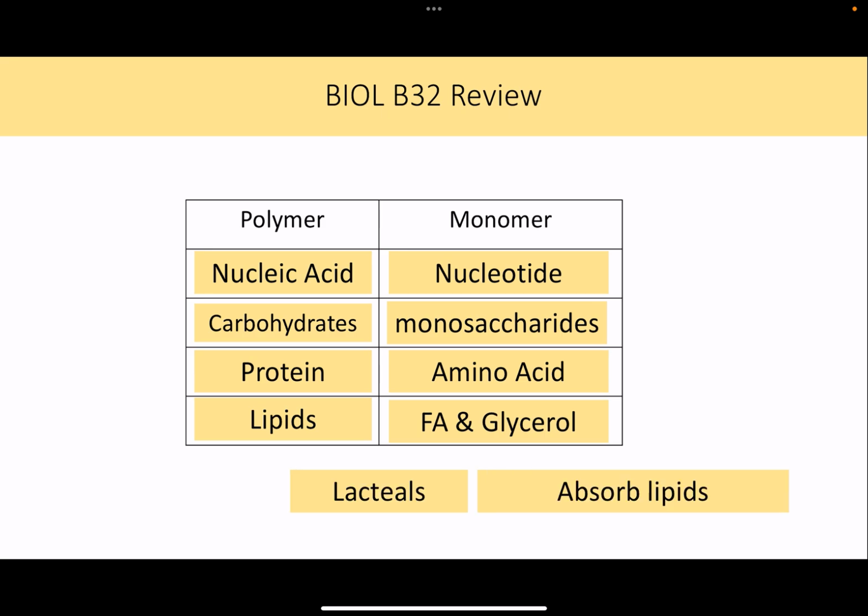Now the lacteals, which are a very specialized capillary for the lymphatic system, their job is to pick up lipids specifically. So when we eat new foods, the capillaries at our intestines can pick up the nucleotides, the amino acids, the monosaccharides, but they cannot pick up fat. And so we have these specialized capillaries called lacteals, where their job is to absorb the fats from the food that we eat. Those fats will eventually go into our bloodstream, but they have to take a detour through the lymphatic system first.